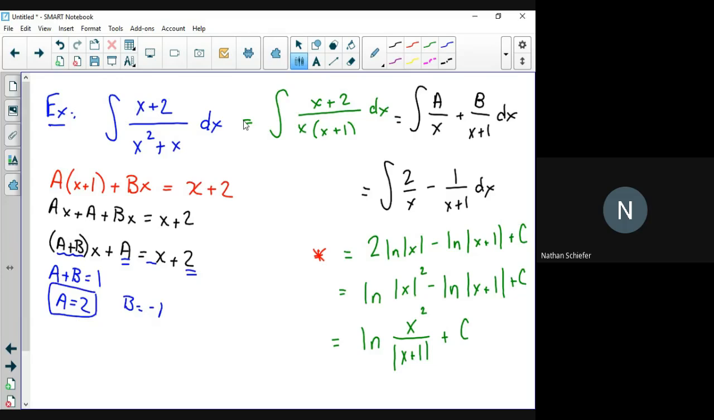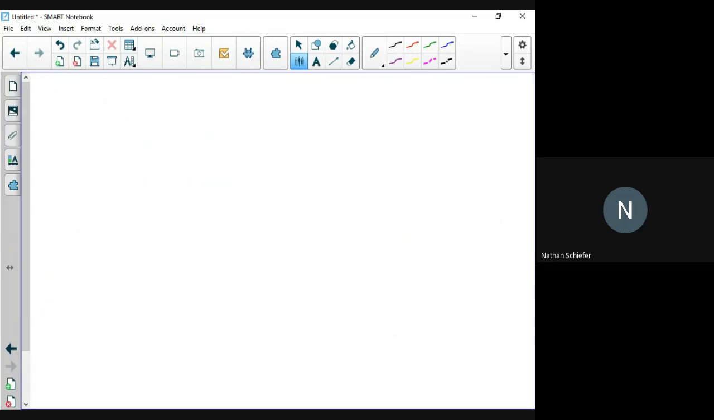A couple other kind of nuances with partial fractions. They don't show up a lot, but there are a couple of problems in your homework that deal with something like this. If you have a situation where we have an integral like 10x minus 2x squared over x minus 1 squared times x plus 3, like that. What do you notice that's different in this problem?